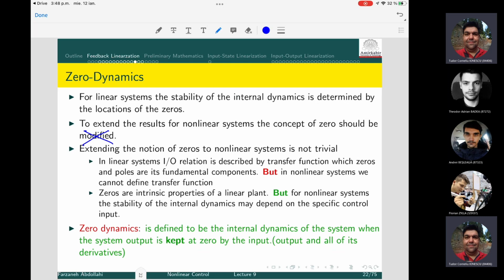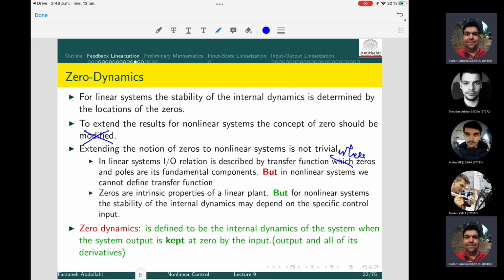In linear systems, the input-output relation is described by the transfer function, whose fundamental components are its zeros and poles, because they are the roots of the numerator and the denominator: zeros from the numerator, poles from the denominator of the transfer function. But in nonlinear systems, we cannot have a transfer function. That's what it says here.